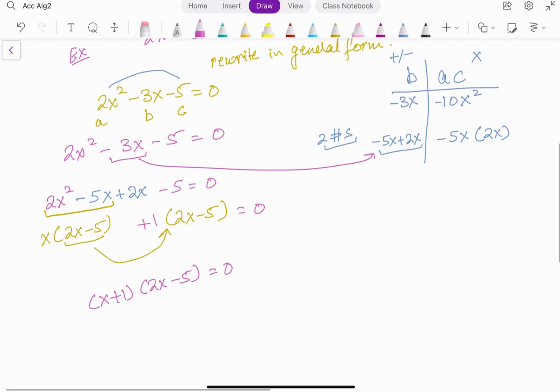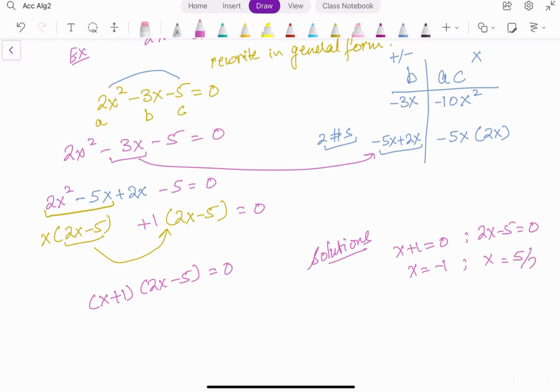If they are asking to find the solution, we can equate both of them equal to 0 one by one to get the value of x. When they are asking for the solution, they are asking you to calculate or find out what x will be. So we will get x is equal to negative 1 and x is equal to 5/2.